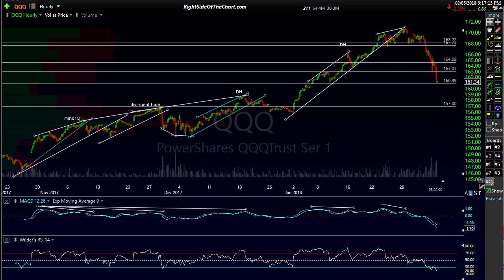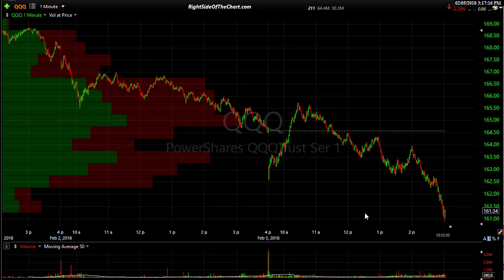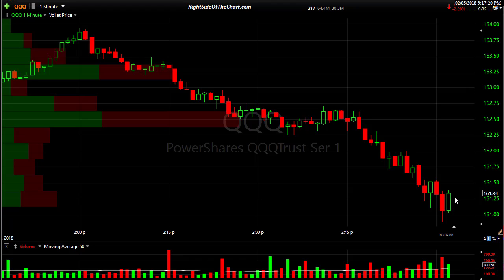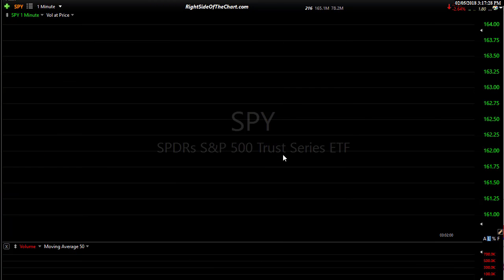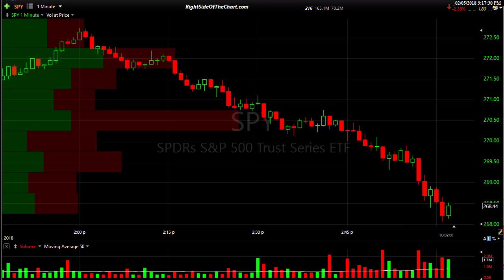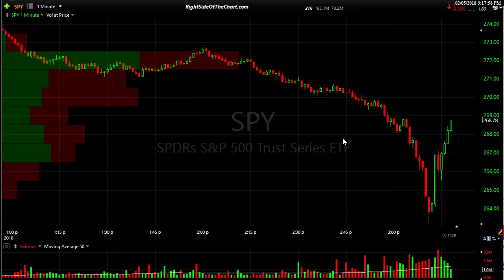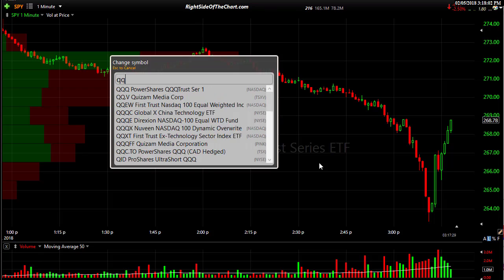Here's QQQ. Let's go to a 1 minute chart, show you what I'm talking about. Zoom in, you can see some reversal candles already taking place today. There's a bullish engulfing on the SPY 1 minute chart. There it is. Sorry, guys, there was something going on. These charts weren't loading properly. So there's the reversal, as I said, as I started this video. We started the reversal.